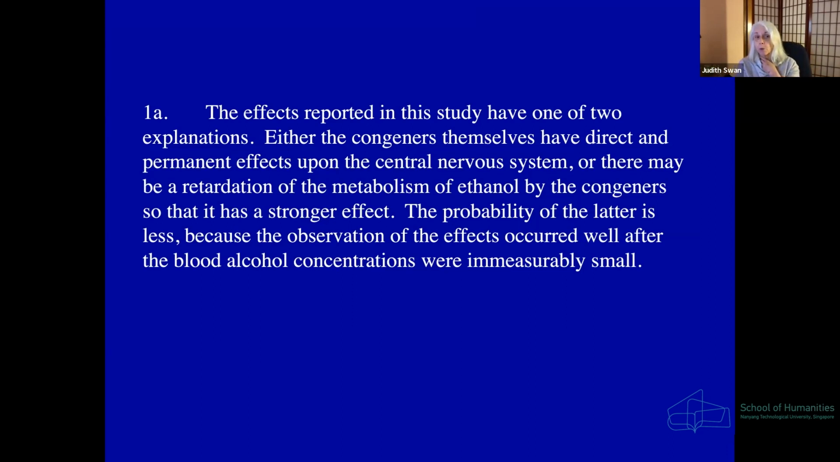The effects reported in this study have one of two explanations. Either the congeners themselves have direct and permanent effects upon the central nervous system, or there may be a retardation of the metabolism of ethanol by the congener so that it has a stronger effect. The probability of the latter is less because the observation of the effects occurred well after the blood alcohol concentration were immeasurably small.